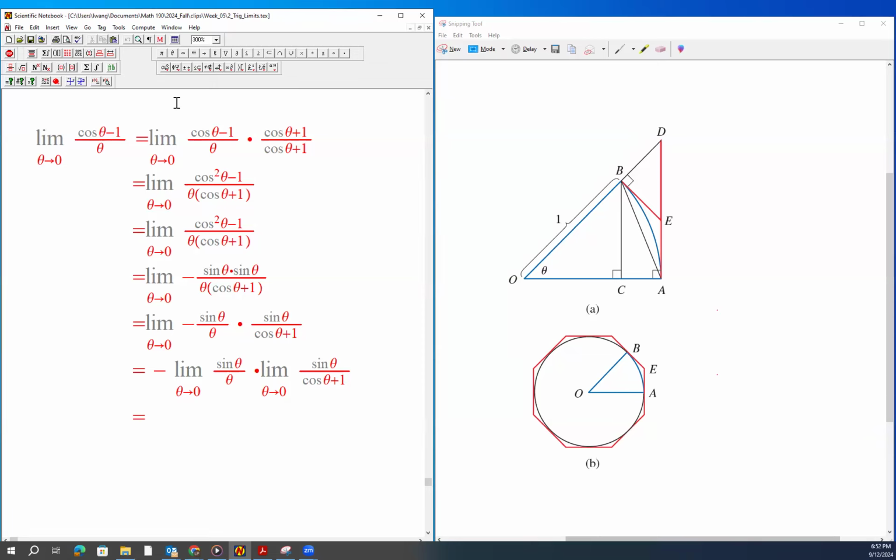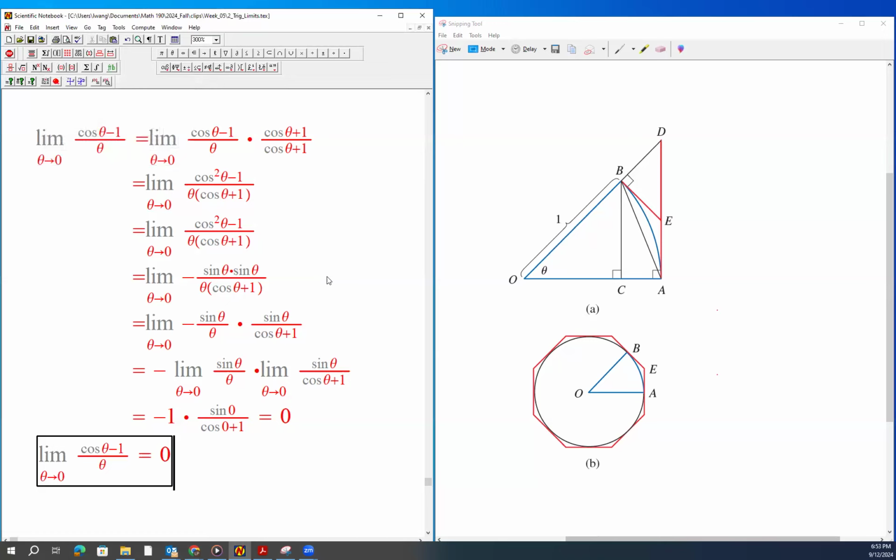It equals negative 1, because the limit over here is 1, multiplied by direct substitution on that piece, and that's going to be sine of 0 over cosine of 0 plus 1. Cosine 0 equals 1, so the denominator is 2, but the numerator is 0, so the entire product is going to be 0. So by this time, we have proved this other special limit. So these two limits are considered proved.